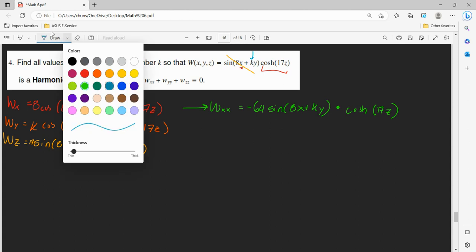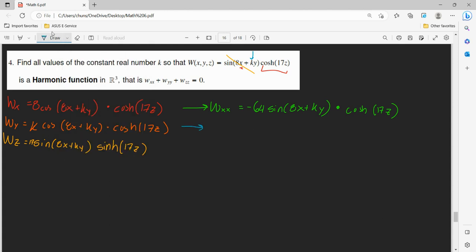Our next one is 4 double y. So this is negative k squared now, because we took that k out again from our y variable. And this is sine 8x plus ky. Our brackets stay the same. So does our cosh term at the end.